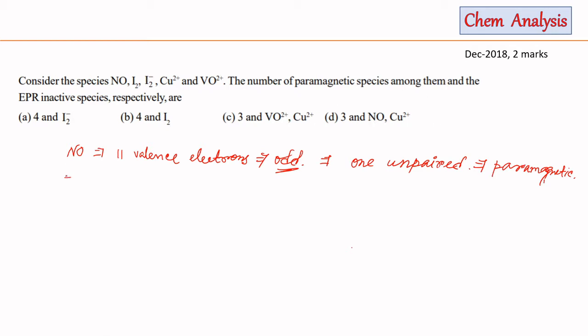For the second case, I2, the number of valence electrons will be 14. If you distribute these 14 electrons in the molecular orbital of I2, there will be 2 electrons in the bonding molecular orbital, and the other 12 electrons will remain as non-bonding electrons, and they will all be paired. So there will be no unpaired electron. Even number of valence electrons does not always mean no unpaired electron, since oxygen also contains an even number of valence electrons, but there the unpaired electrons are in the pi star orbital. For I2, there will be no unpaired electron, and therefore it will not be paramagnetic and will be EPR inactive.